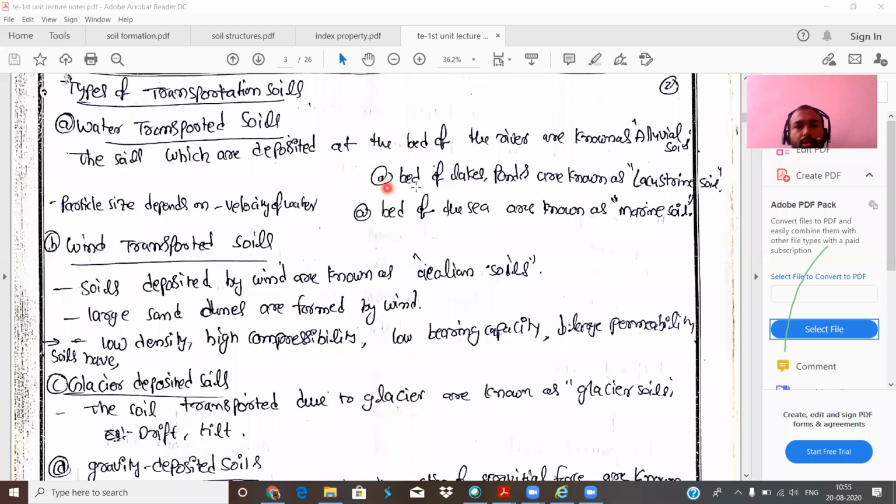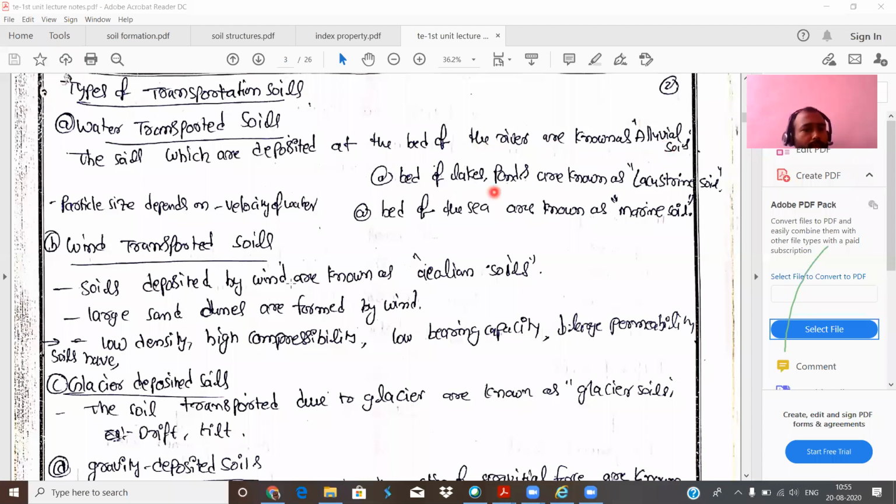The soils deposited at the bed of the lakes are known as lacustrine soils. Lakes means lacustrine soils. River means alluvial soils. If the soils are deposited at the bed of the sea, it is known as marine soils. You also know that. So you have to keep it in mind, mainly for the river: at the bed of the river, alluvial soils.